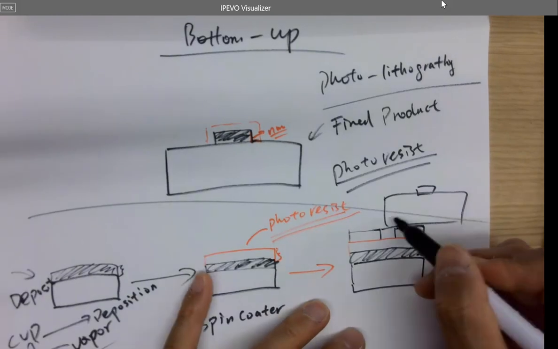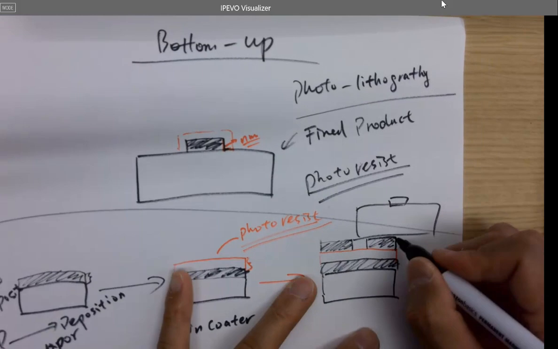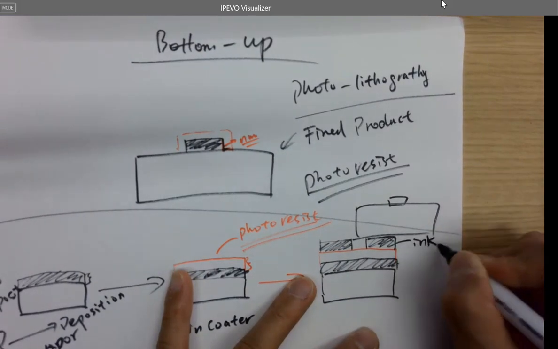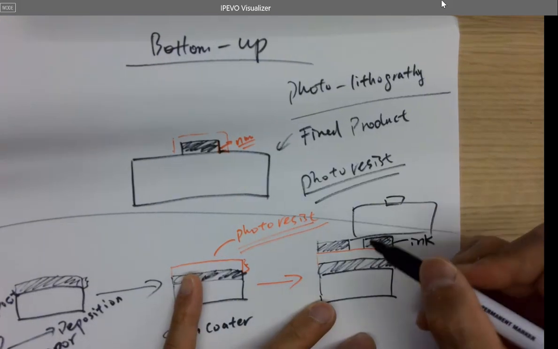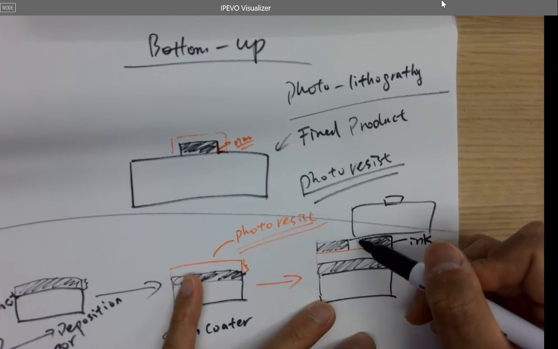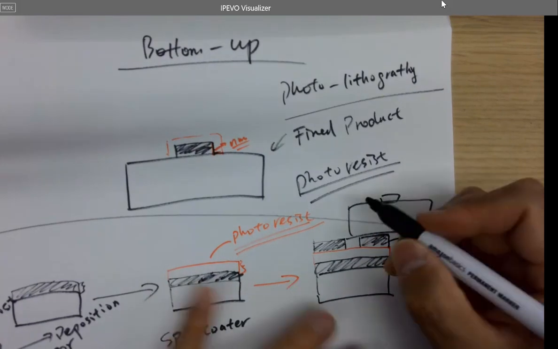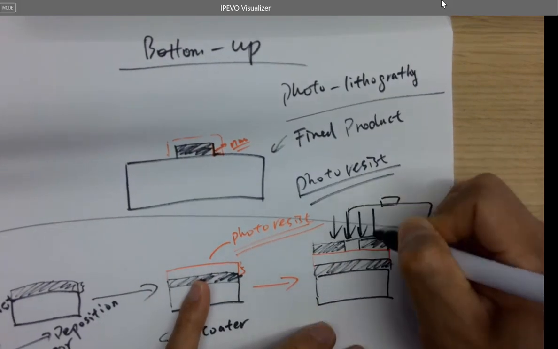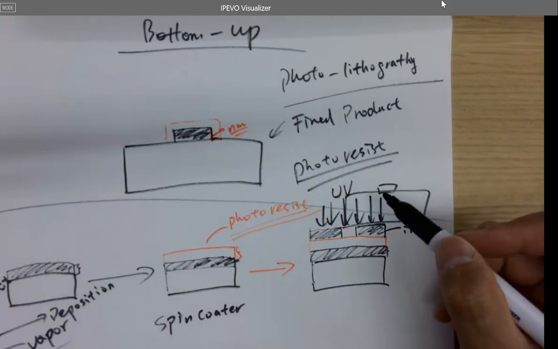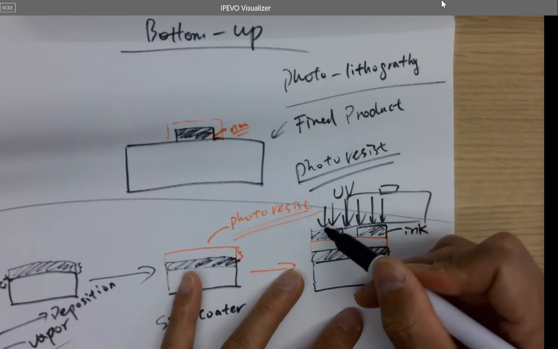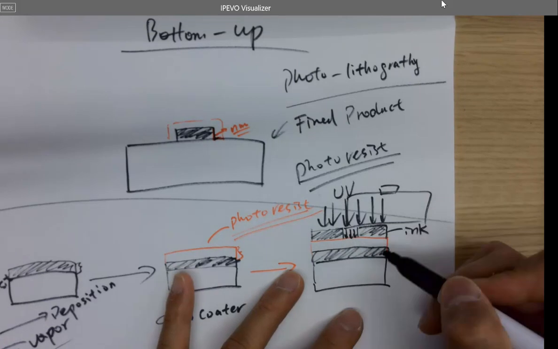So the mask has ink. Usually it's a chrome material, a metal ink that can block UV light. But you can design the mask to have an opening, so it's clear as a feature, like clear channels or something, right? When you expose it to the ultraviolet laser, the ink is going to block the light, but it's going to reach the photoresist material from the opening here.